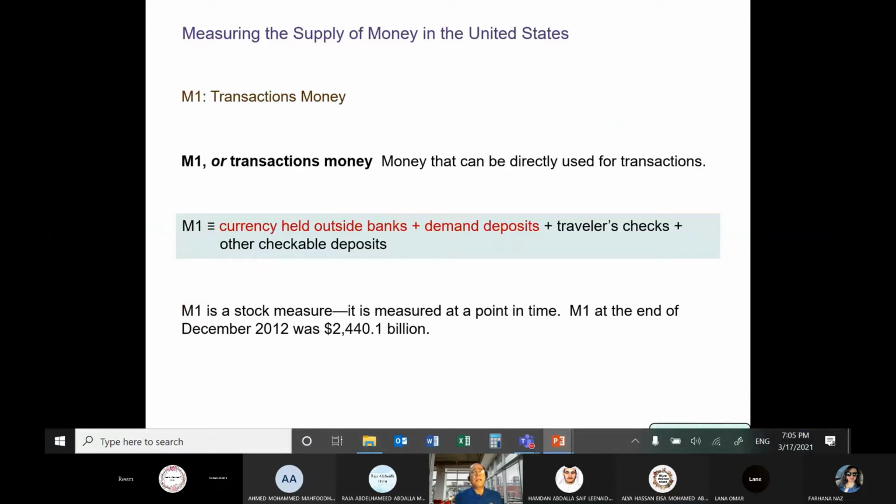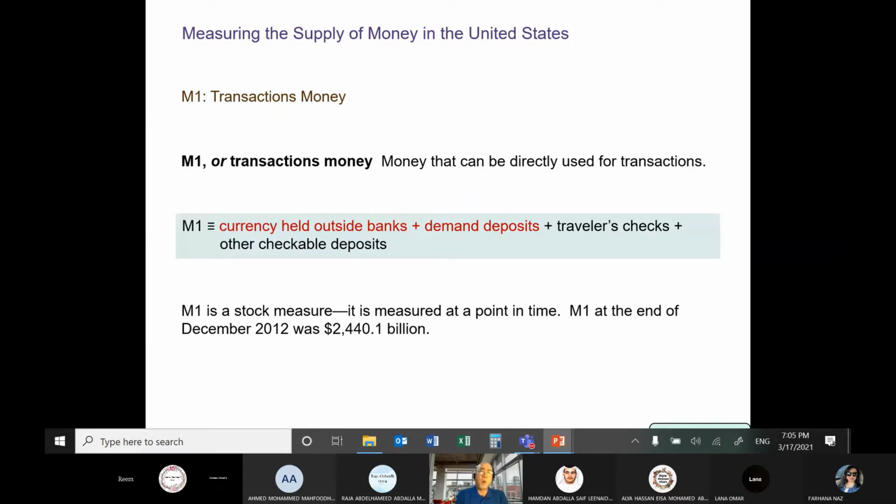Now we are trying to measure money supply, the quantity of money supplied. So what is money? It is dirham. So what is the quantity of money supplied? We need to understand this term. The first definition of money supply is called M1.